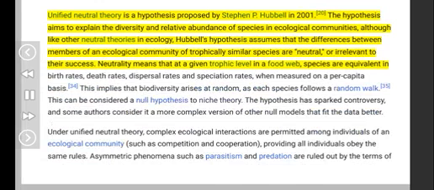Neutral theory. Unified neutral theory is a hypothesis proposed by Stephen P. Hubbell in 2001. The hypothesis aims to explain the diversity and relative abundance of species in ecological communities, although like other neutral theories in ecology, Hubbell's hypothesis assumes that the differences between members of an ecological community of trophically similar species are neutral, or irrelevant to their success.